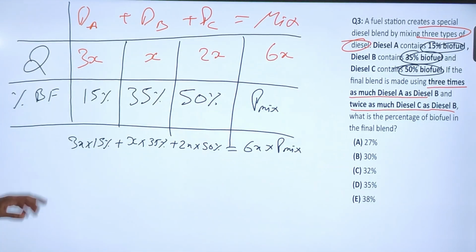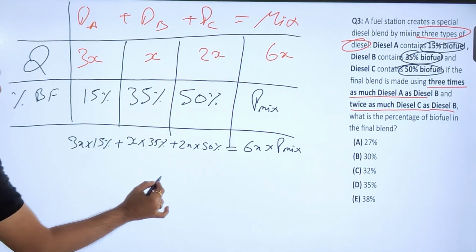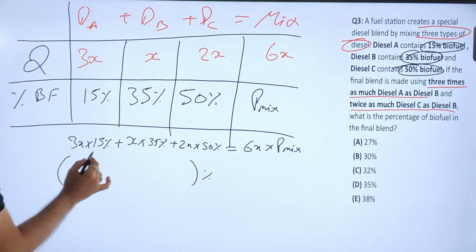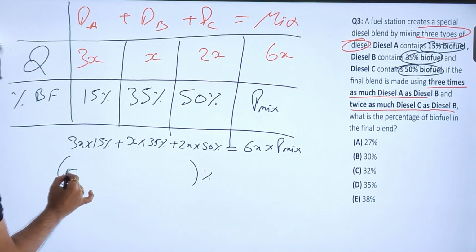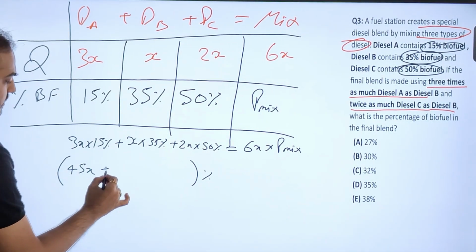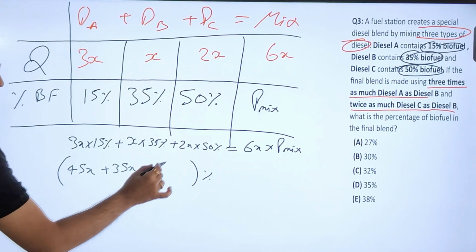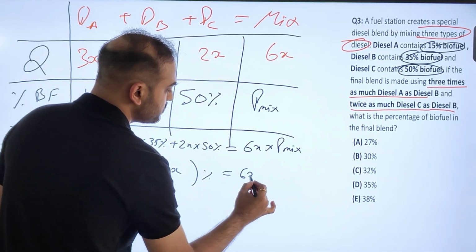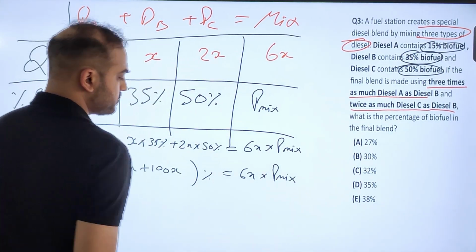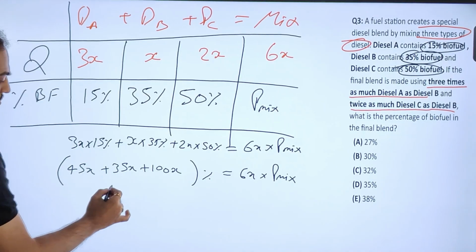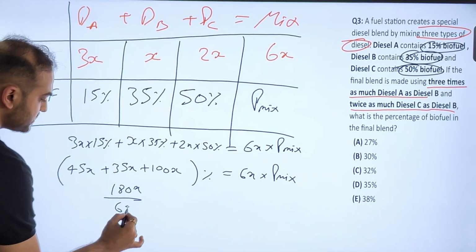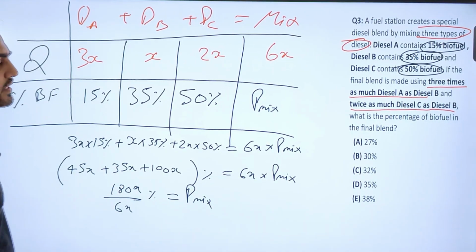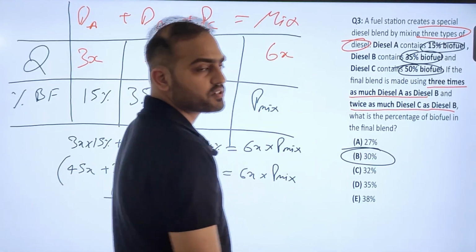Okay, you can take percentage common. We are taking percentage common. I have 3x times 15, that's 45x. X times 35, that's 35x. 2x times 50, that's 100x, is equal to 6x times P mix. Okay, if I add this up, that's 180x over 6x percent is P mix. Simplify this, that is 30%.